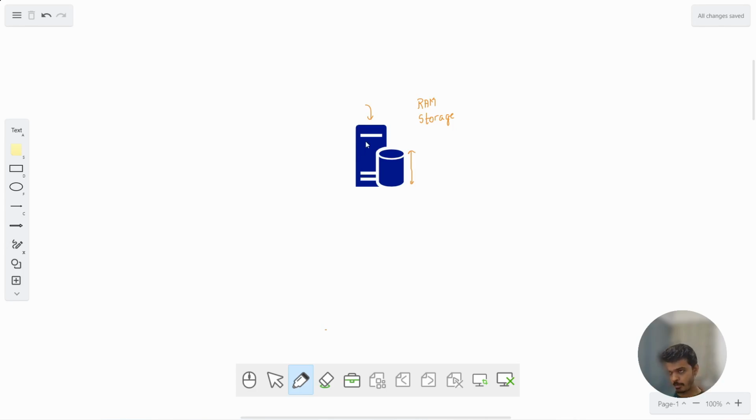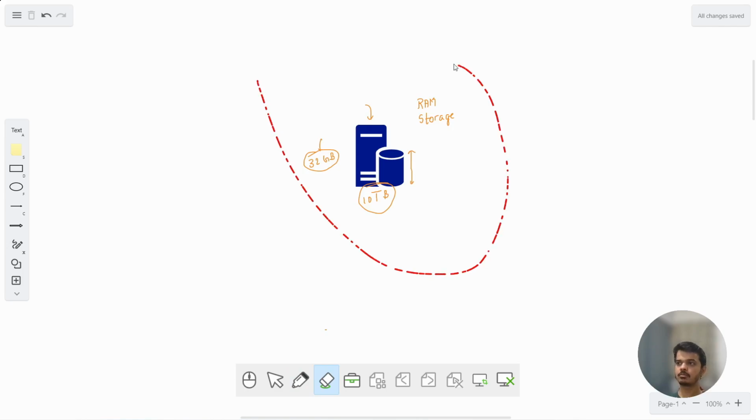Okay, but in this particular kind of increase, after a certain point of time you won't be able to increase the capacity. There is a maximum supported capacity of this particular database server, right? So at max, let's say it supports only 32 GBs of RAM. It cannot support beyond that. So you will not be able to increase RAM beyond this capacity. Let's say it supports only 10 TB of storage. So it will not be able to support beyond this capacity, right? But your database size is still increasing.